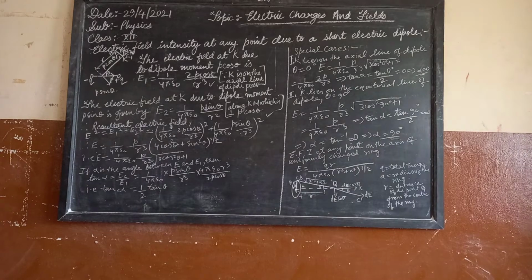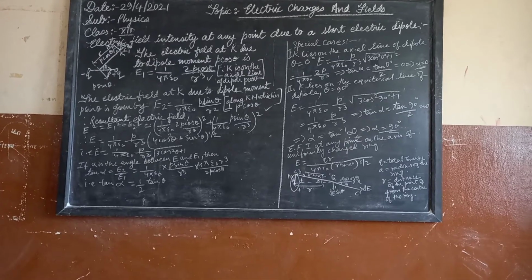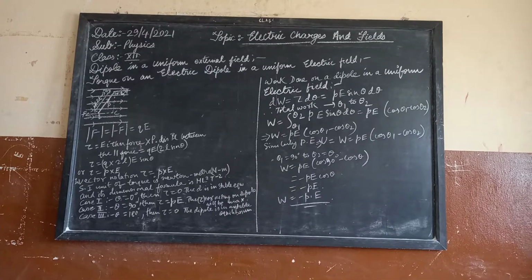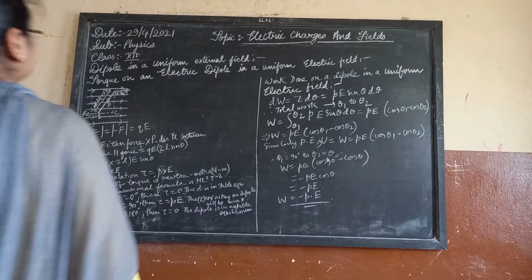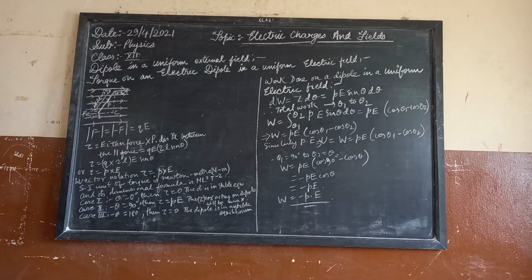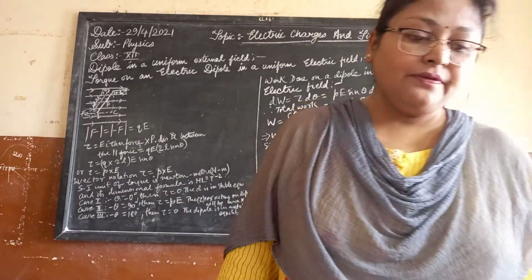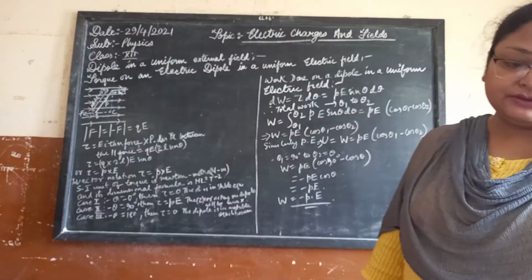In this uniform external field, we will be able to see what the torque acting over here is. So let us continue with this particular topic. Students, let's just continue with this dipole in a uniform external field. So here we are taking the torque on an electric dipole in a uniform electric field.